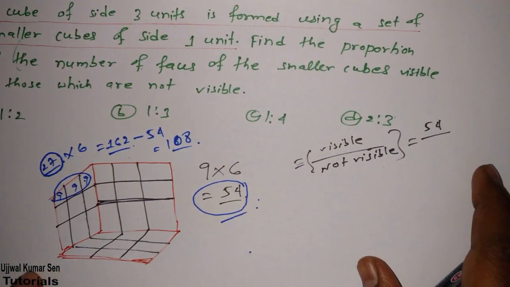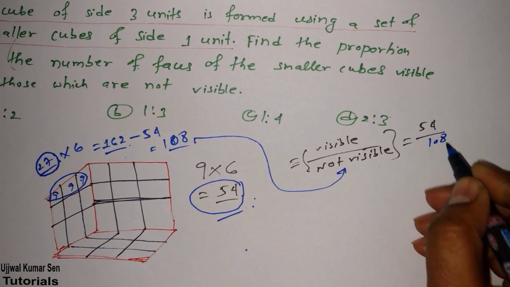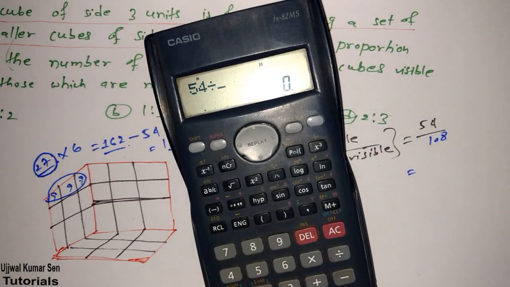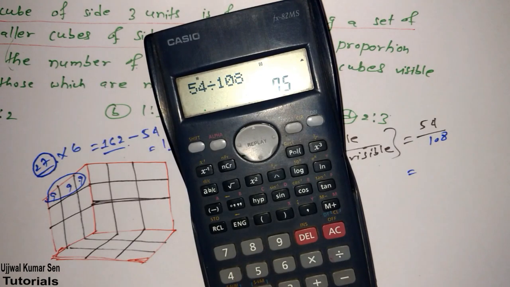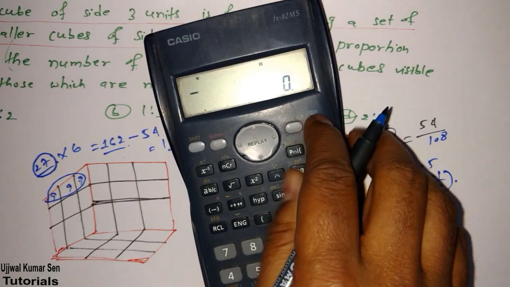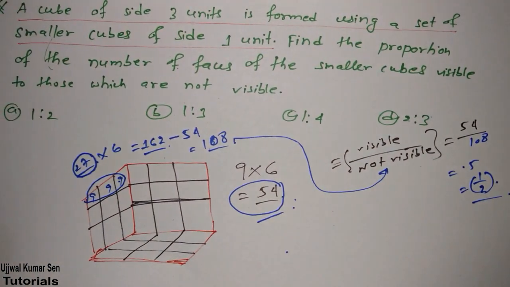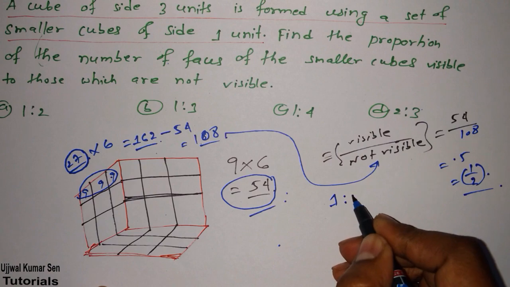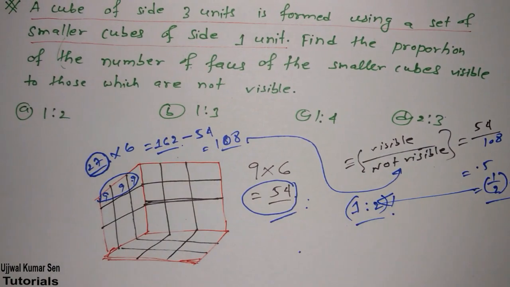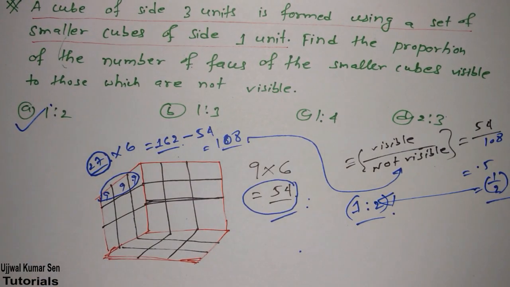Now what we have to do? We have to just put this value here. So 54 divided by 108, that means 0.5. 0.5 means 1 by 2. Why am I doing this? Because they have given the answer in that format. So 1:2 we are getting here. So which is the answer? Option A is the right answer for this question.